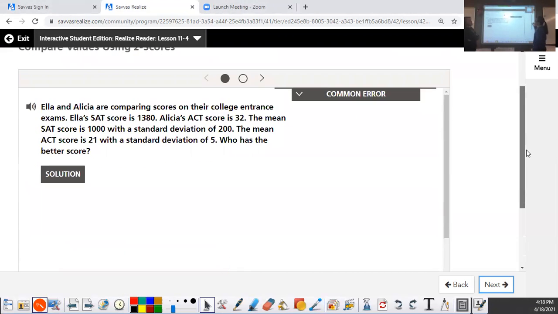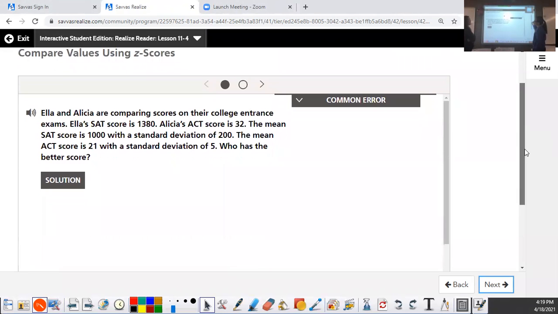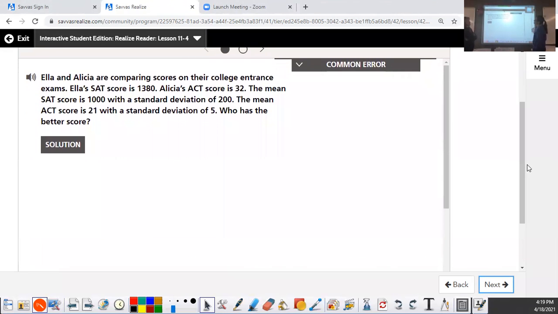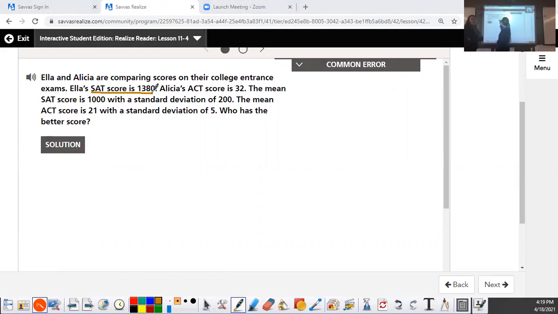Okay, here's where you were talking about comparing. Ella and Alicia are comparing scores on the college entrance exam, which I think we do all the time. Ella's SAT score is 1380. Alicia's ACT score is 32. Well, they're not scored the same. So it's not like 1380 is a bigger number, so she did better, because you don't get to 1380 on the ACT. The mean SAT score is 1,000 with a standard deviation of 200. The mean ACT score is 21 with a standard deviation of 5. So who has the better score?